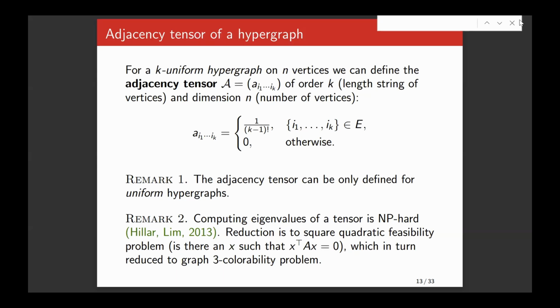Important to realize, this definition is only valid for uniform hypergraphs. So we are going to be focusing on them, also because the switching methods require uniformity, otherwise the extensions don't really work. And the drawback of this adjacency tensor is that it's NP-hard to compute the eigenvalues of such a thing. So that sucks, because for graphs it was polynomial, for tensors it's NP-hard. You can find the reduction in this paper.